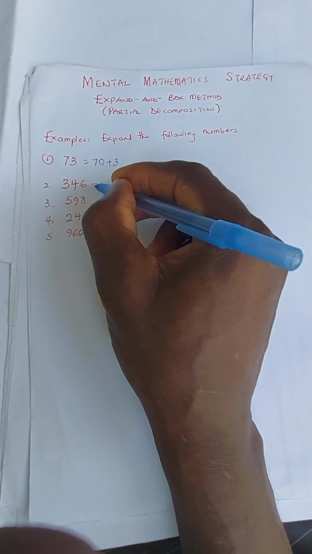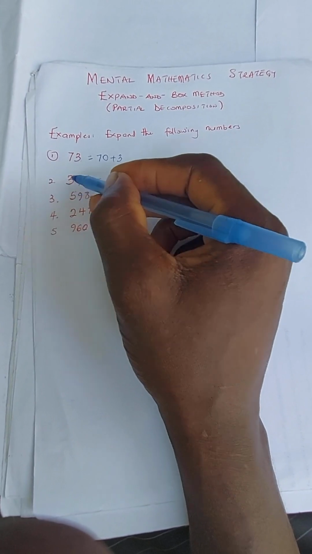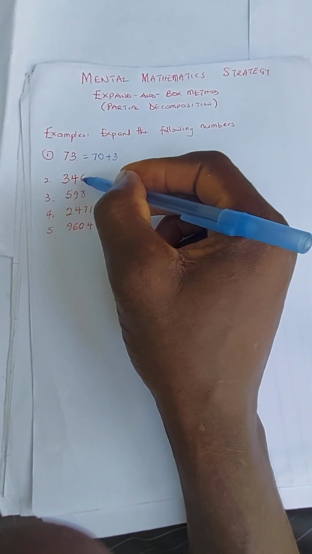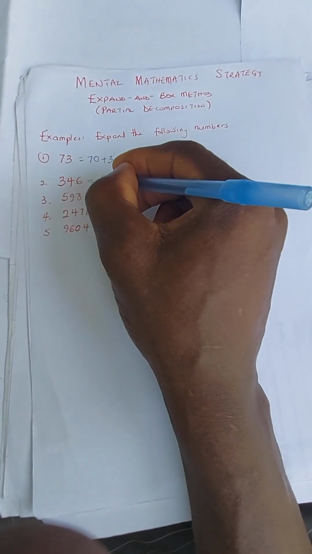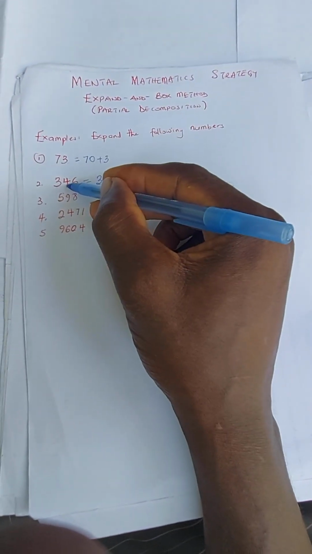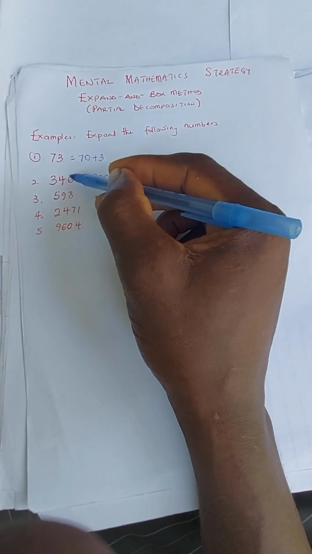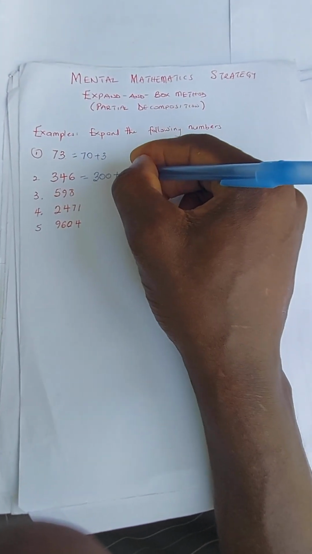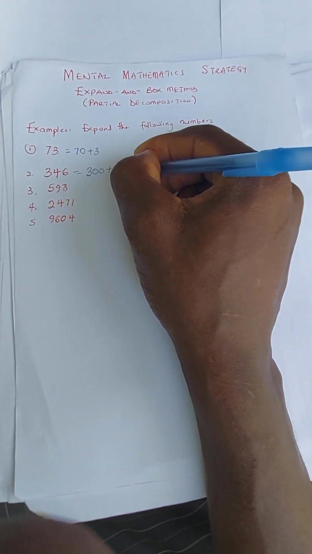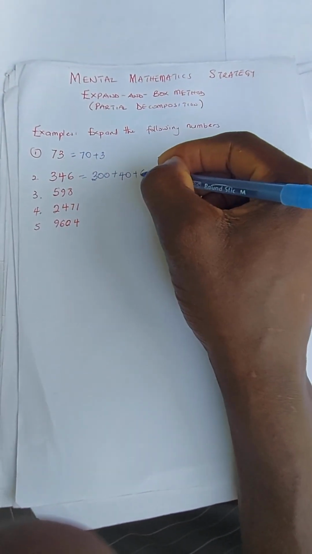As well, we have 346. So you write the first number here, and you change these two digits to zeros. You get 300. Plus, then you take the next number, which is 4. Then you change the 1 to the right to 0. So 40. Plus, the last digit is 6. So 6. I hope you understand what you're doing.